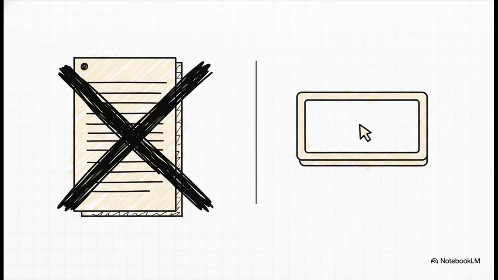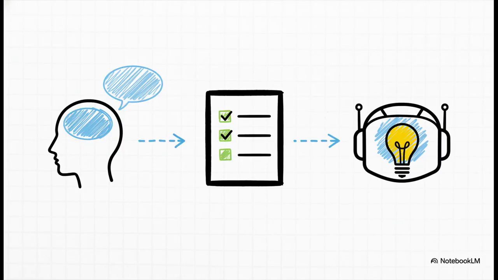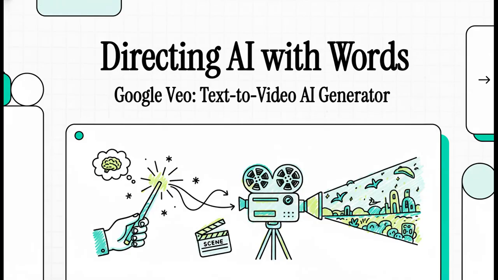What you just heard, yeah, that's not a script. It's a command, a set of instructions fed directly to an artificial intelligence. And that command is the key to everything we're diving into today: Google's new AI video generator, Veo. It promises something pretty revolutionary: the power to direct complex, cinematic scenes using nothing but your words.